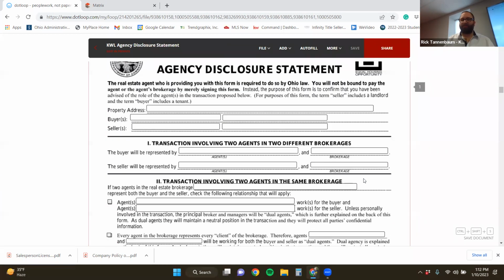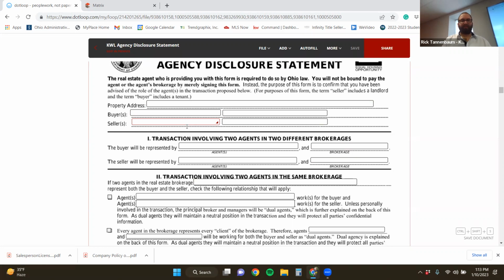Now we get into the agency disclosure statement. The top section is fairly straightforward. You put the property address that you're writing your offer for, your buyer's name, and then the seller's name. So look up the seller. If you're not representing them, you can look them up on Realist or find it on the disclosures, wherever you need to find it, and put in their name here.